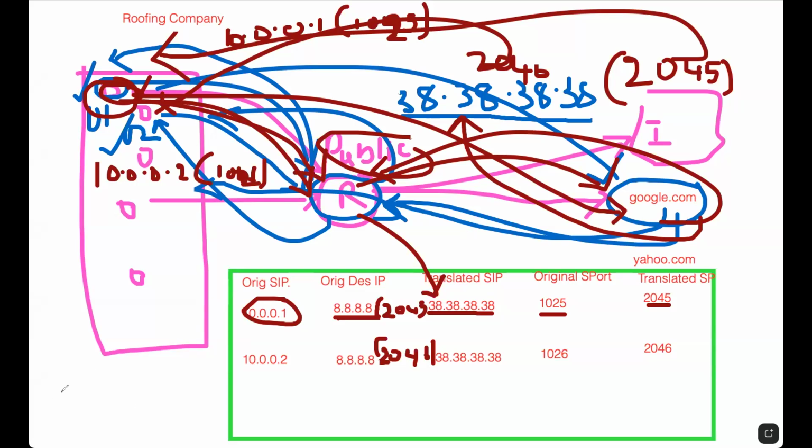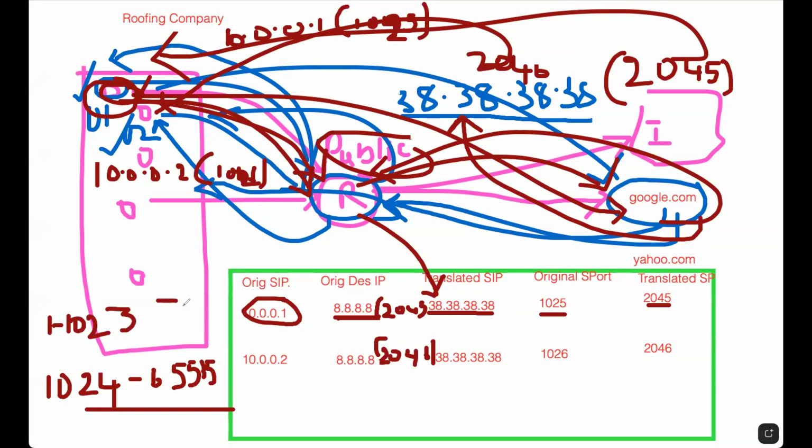Correct. Usually the ports from 1024 to 65535 are the source ports that are used, and ports from 1 to 1023 are the destination ports. These are reserved by the internet computer systems. So this is the destination ports range, and this is the source ports range.